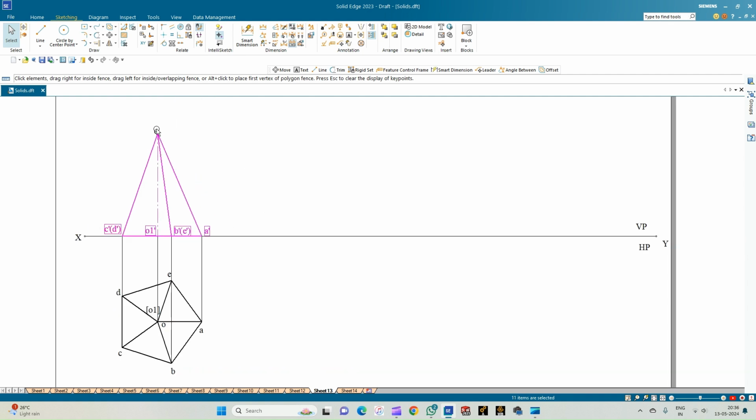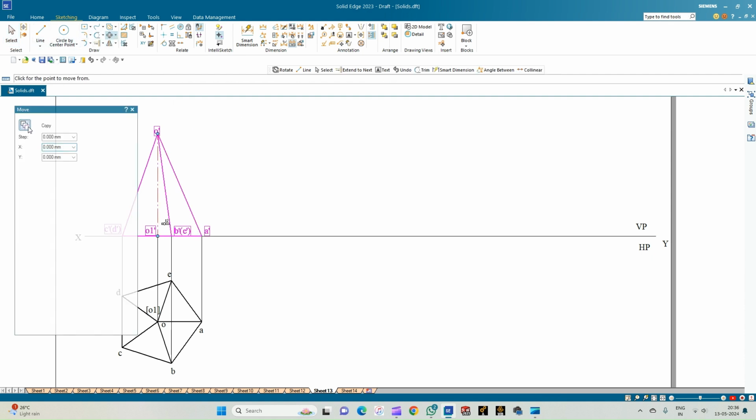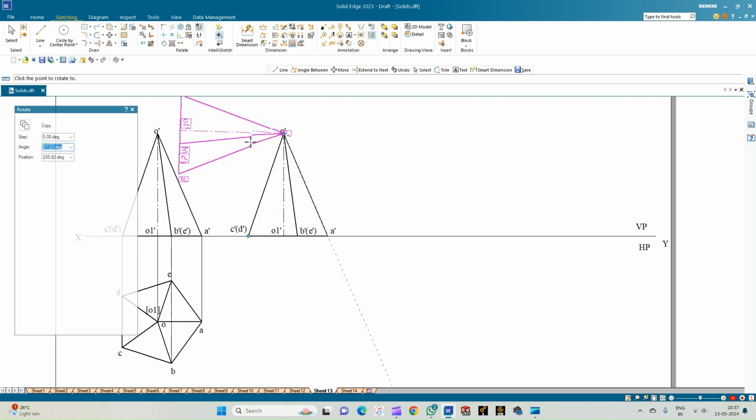So now I'm selecting the front view of the pyramid along with the annotations, and then I'll select the move option and just ensure the copy is on, and keeping A dash as the reference point, I'm going to move this pyramid towards the right hand side of the XY line. Now let me use the rotate option. So the first point of rotation is O dash, the second point of rotation is A dash.